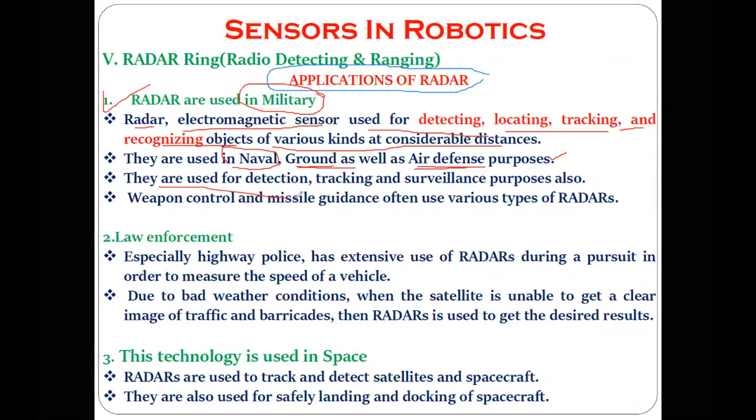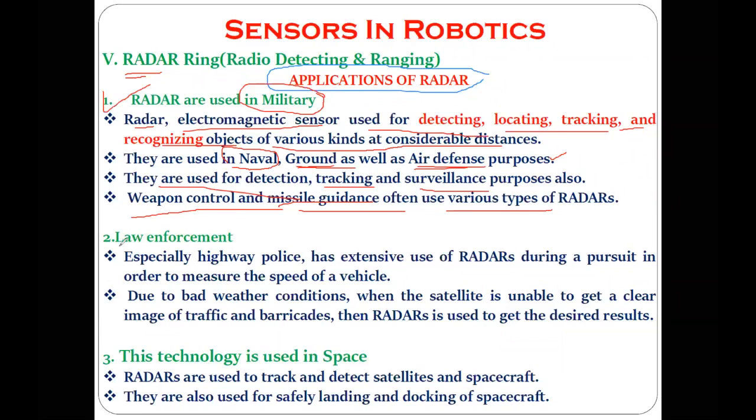So they are used for detecting, tracking, and surveillance purposes. Also weapon control and missile guiding can be done with the help of radar. If we want to launch a missile at a certain location, then guiding the direction can also be done with the help of the radar system. So missile guidance can be done with the help of the radar system.